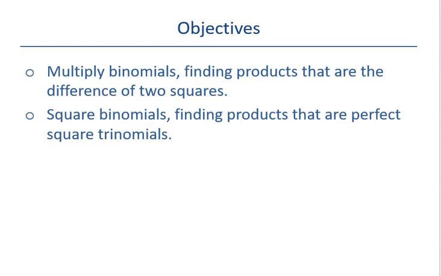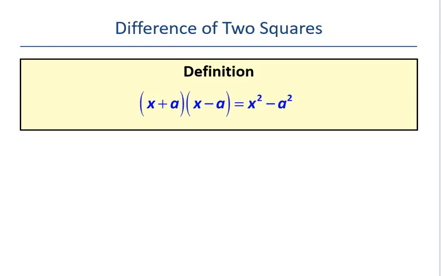Okay, 12.7, special products of binomials. Here we're going to be multiplying binomials, finding products that are the difference of two squares, and squaring binomials, finding products that are perfect square trinomials. Okay, difference of two squares.